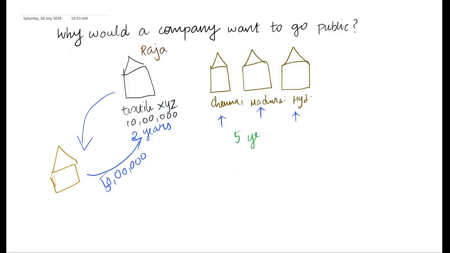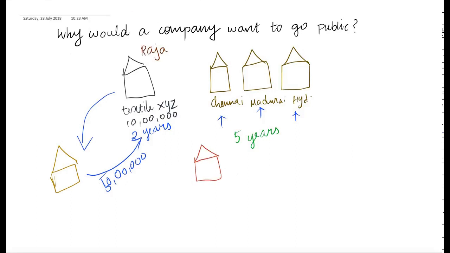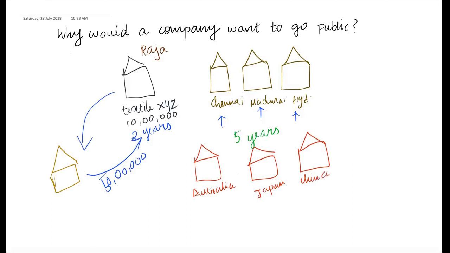For the next 5 years, he was very happy because his company was growing at a good pace, and he had also expanded the company to various cities. In the 6th year, he thought he wanted to expand this company to various countries, for example Australia, Japan, and then China. For that he needed huge funds. So he approached the bank and explained the situation. The bank said they couldn't afford to give much more loan to Raja because they had already given 50 lakh rupees as a loan.